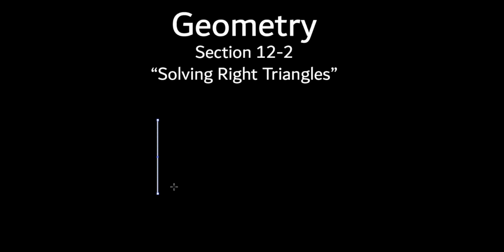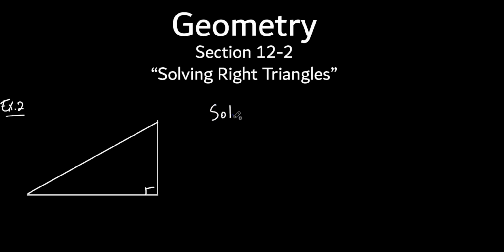It's got a right triangle. Remember, these trig ratios, as they call them, only work for right triangles. Remember that. So here's a right triangle, and this is example 2. What they do is this. They ask you, this is kind of a weird thing, they haven't asked you to do this in the past, but they say solve the triangle.